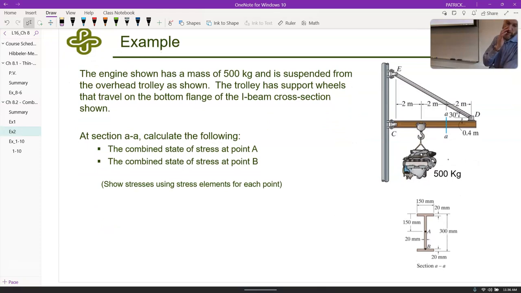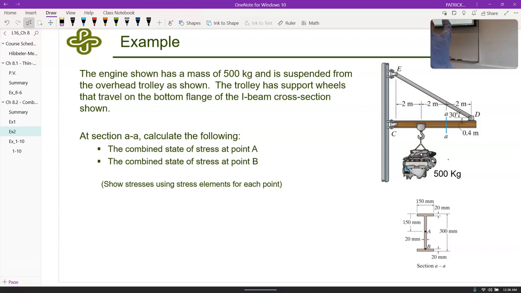Give myself a little bit more space here. So here we've got this assembly, we've got this engine that weighs 500 kilograms. It's hanging from a hook that's 2 meters out from point C. We've got tendon member DE. The location where DE attaches, it's got a 30 degree angle there, and it's located 0.4 meters up from the neutral axis.